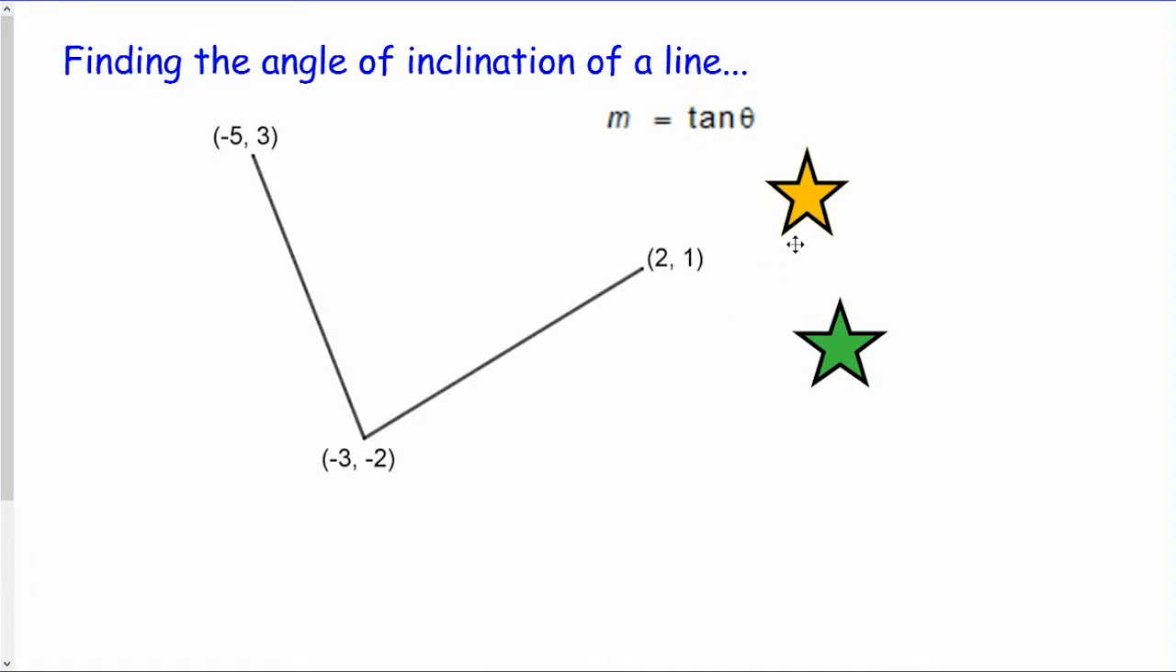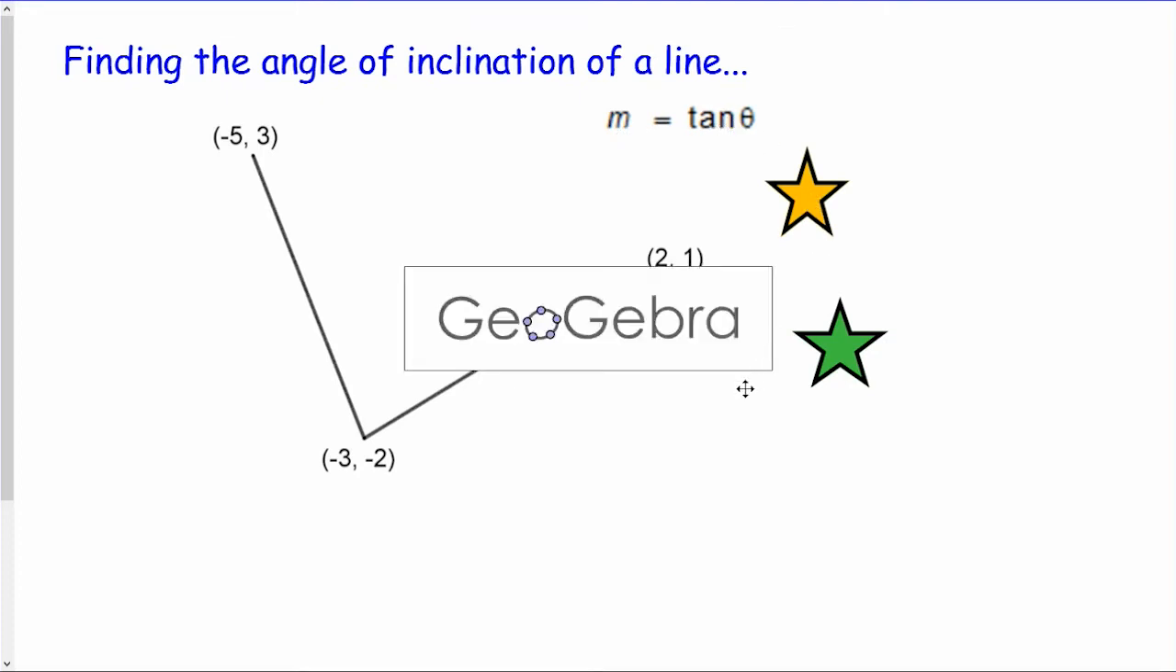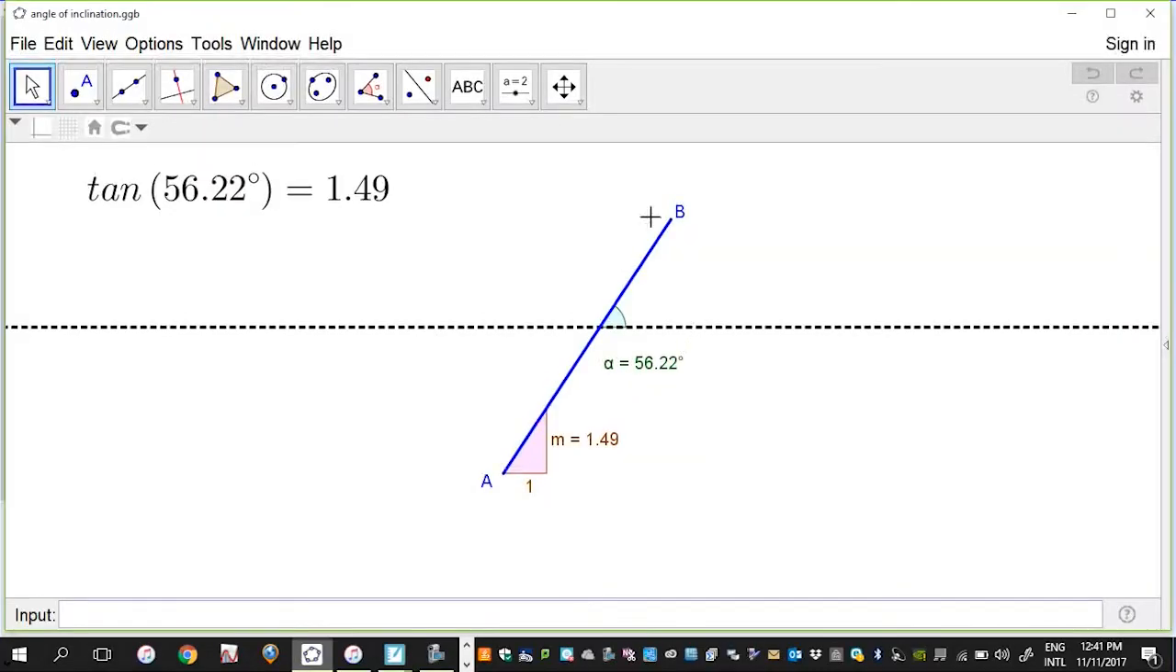Okay, so the next formula that we get given involves this, m equals tan theta. And what it's saying is that the gradient of a line is the same as the tan of the angle of inclination. I'm just going to show you a little simulation of this particular one. Right, so what we've got, an angle of inclination is always measured from 3 o'clock on the clock face, going anti-clockwise around. So there's the angle of inclination.